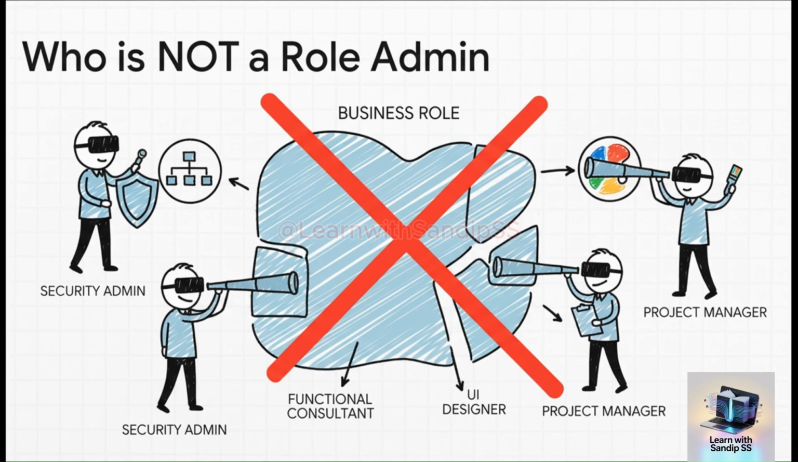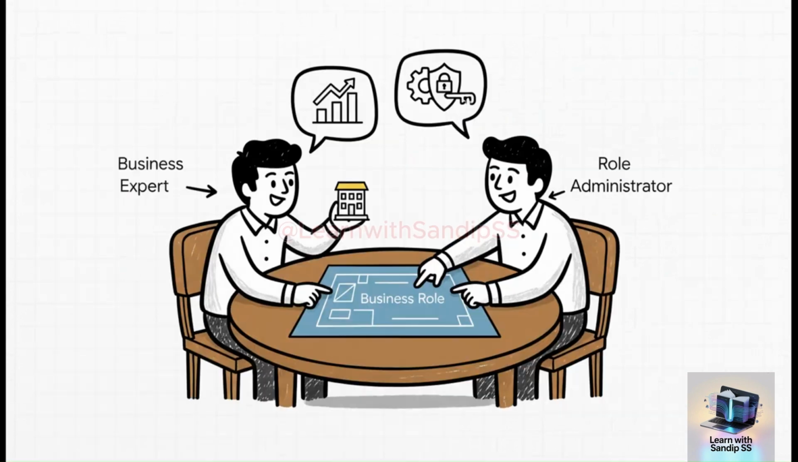It shouldn't be the security admin. They're focused on locking things down, not the user experience. It shouldn't be the functional consultant. They care about the process, not the person. See, each of these roles has its own very specific and kind of narrow focus. The real answer is that the business itself owns these roles. Completely. The role administrator's job is to work super closely with the people who actually do the work, the business experts, to make sure these roles give them exactly what they need. It's a total team effort.